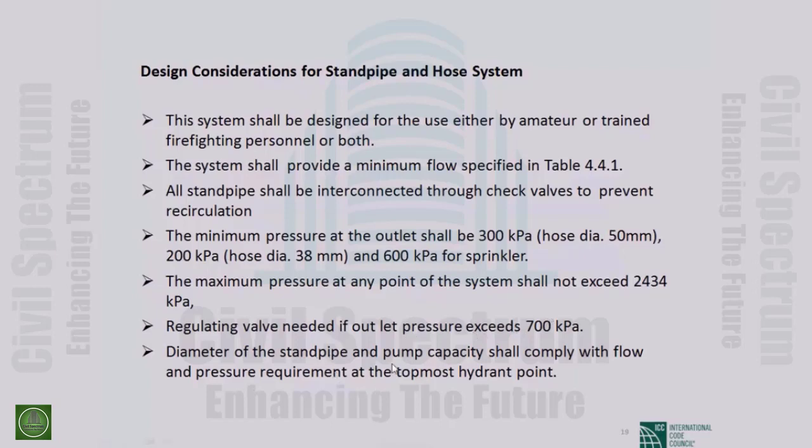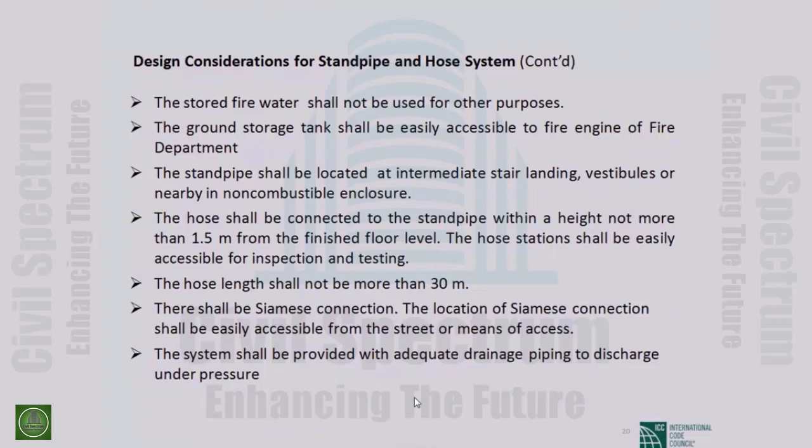The diameter of the standpipe and pump's capacity shall comply with the flow and pressure requirement at the topmost height point. So we have to design with the basic assumption that my pressure at the topmost height point will be my basic starting point. Then from that we calculate all other parameters. The stored fire water shall not be used for other purposes. The ground water storage tank should be easily accessible to fire engines.